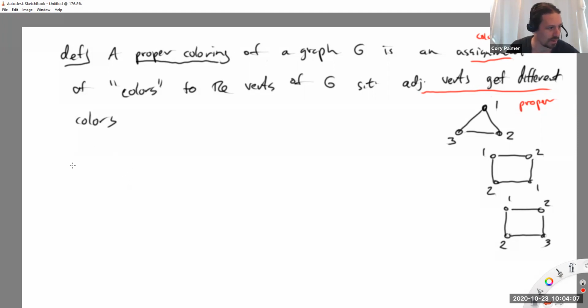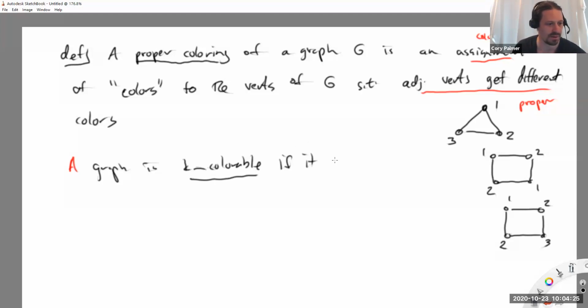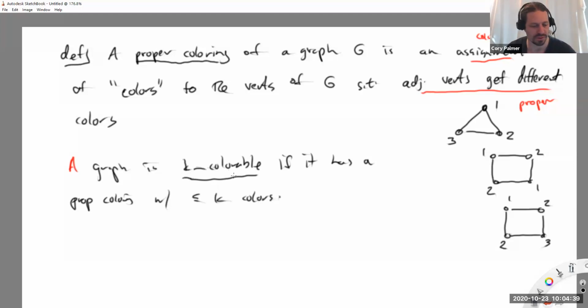Okay, so a graph is K-colorable if it has a proper coloring using at most K colors. Okay, so you've got a palette of K colors, and if you can get away with a proper coloring of the graph using no more than K of those, then the graph is K-colorable. And this property is monotone. If you're 10-colorable, then you're 11, 12, 13, 14, 15-colorable, right? Once I've given you a nice coloring with 10 colors, if I allow you to use 11 or 12 or 13 or more, you don't have to use all the colors. They don't have to appear, right?